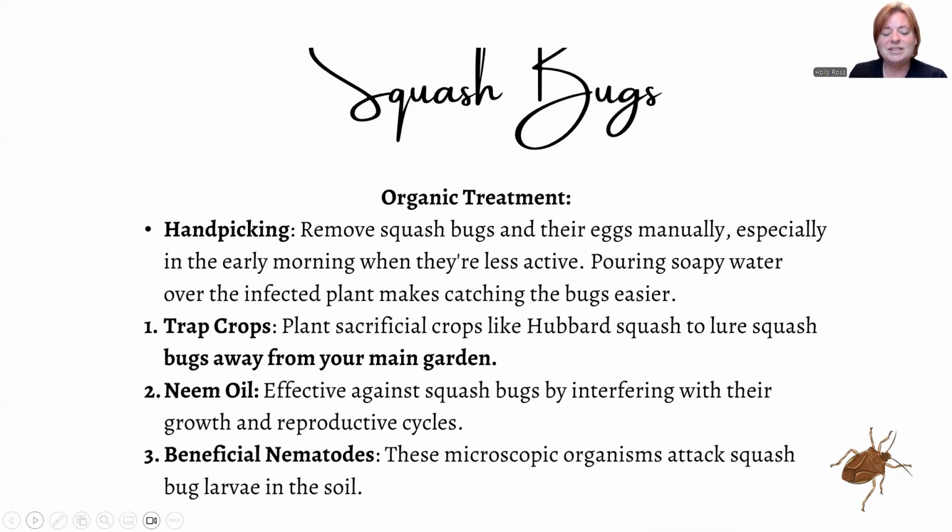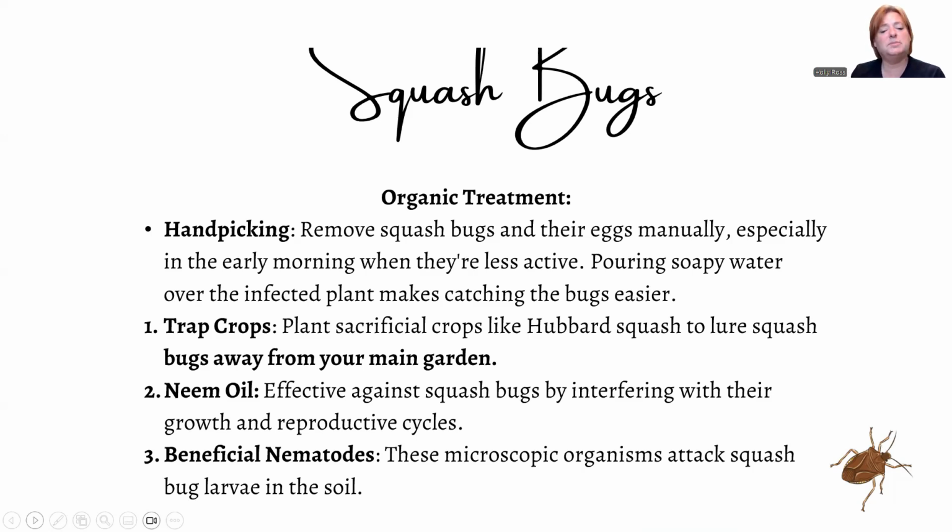Neem oil again. Neem oil is a great tool. It'll help you in the garden with a lot of different problems. And so it helps with the squash bugs because it'll interfere with their growth and their reproductive cycles. And remember, we want to break their life cycle. So anything we can do that interferes with the reproductive cycle is what we want to do, because that's the best way to stop bugs from populating in your garden.